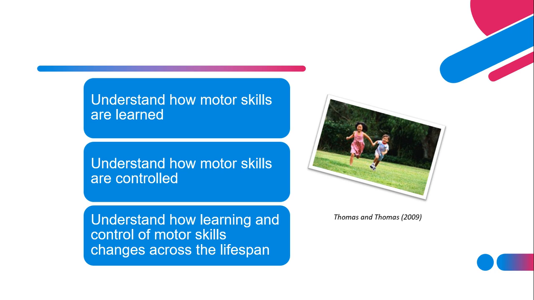Thomas and Thomas identified 3 goals of motor behavior. First, to understand how motor skills are learned. Second, to understand how motor skills are controlled. And third, to understand how learning and control of motor skill changes across the lifespan. All of these areas, although highly specialized, are interrelated. Although researchers in these areas focus on slightly different questions, a more highly integrated approach to research is seen today.